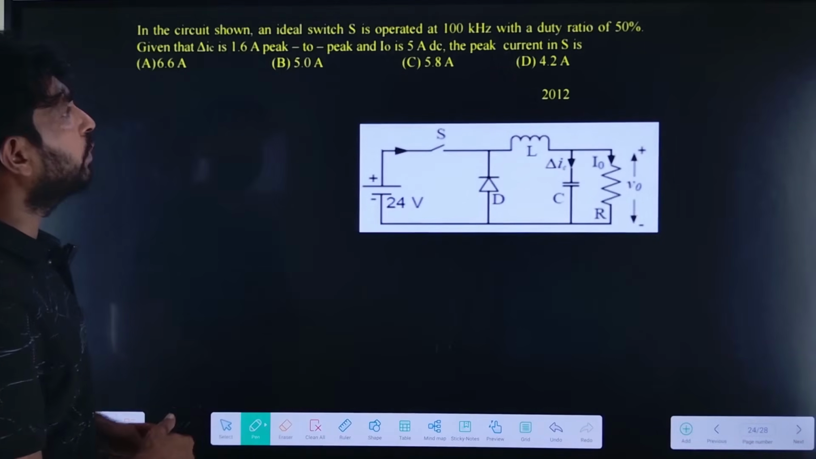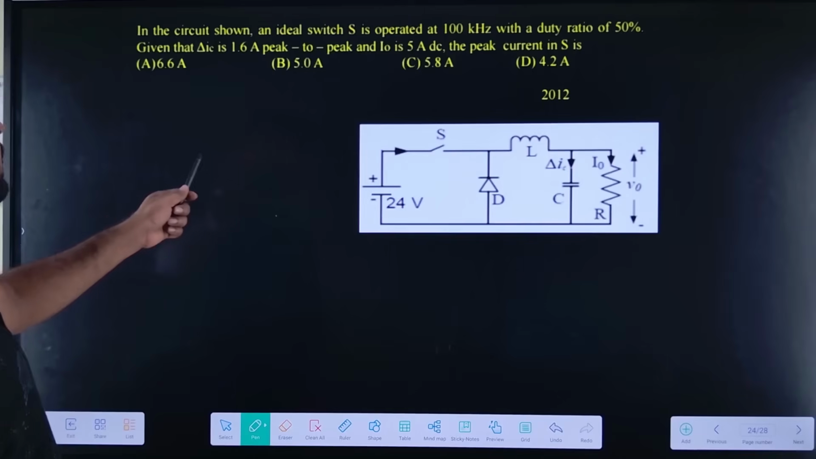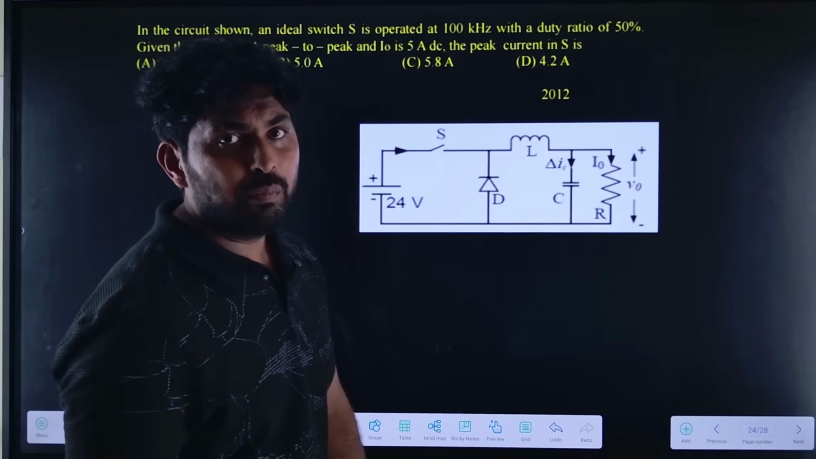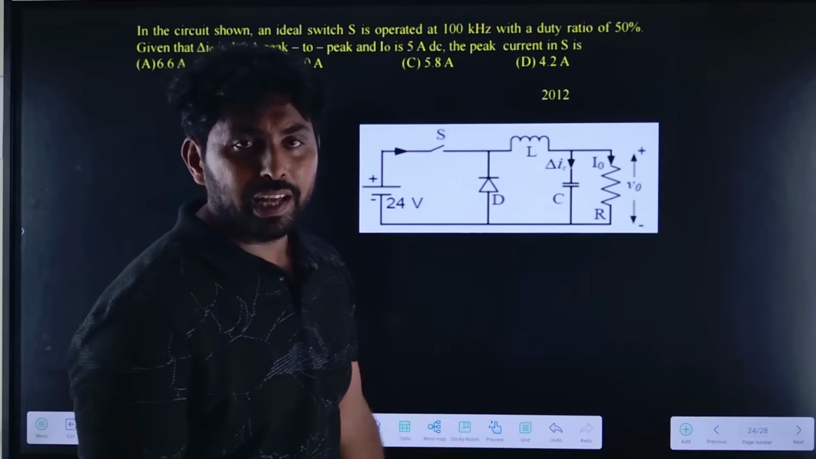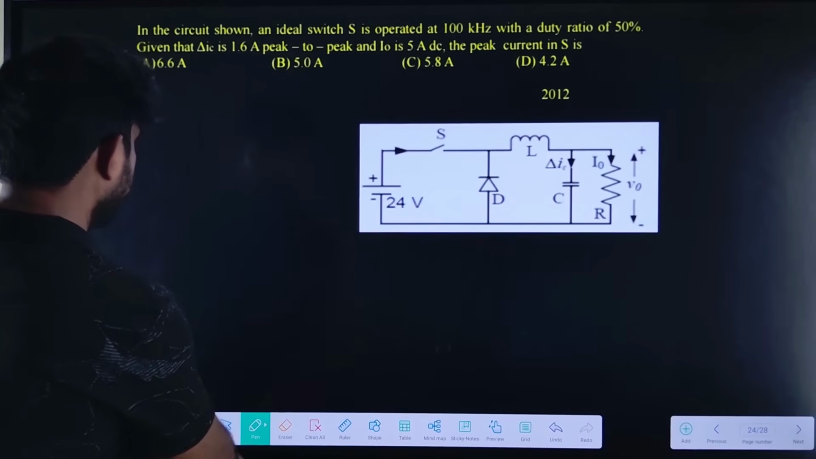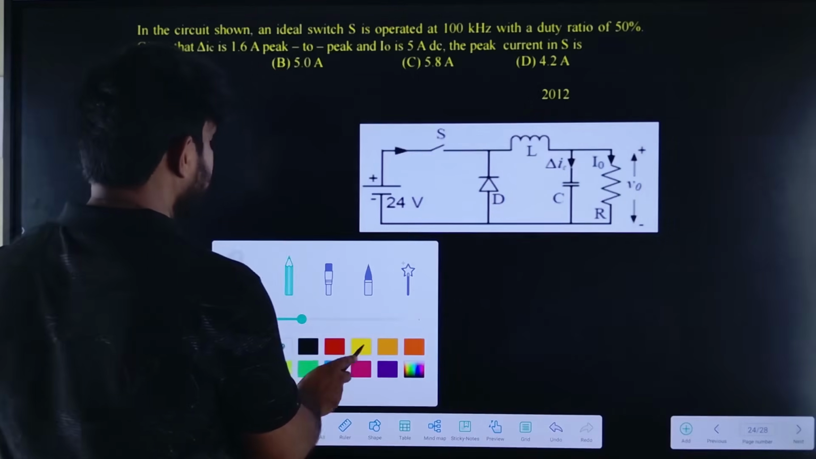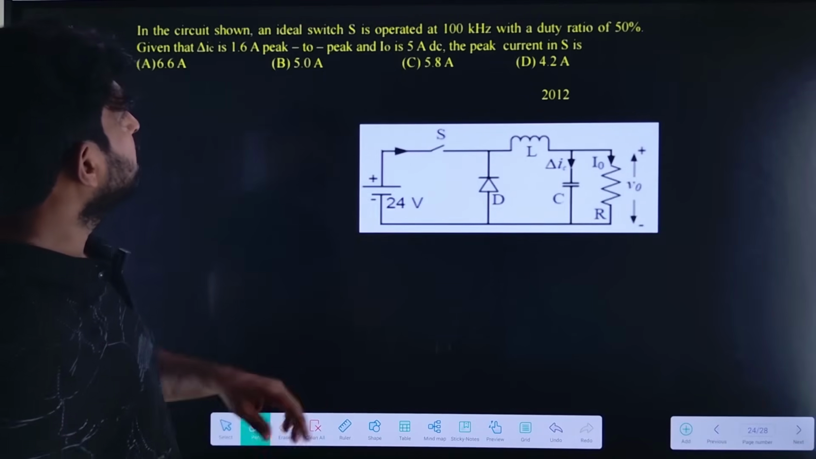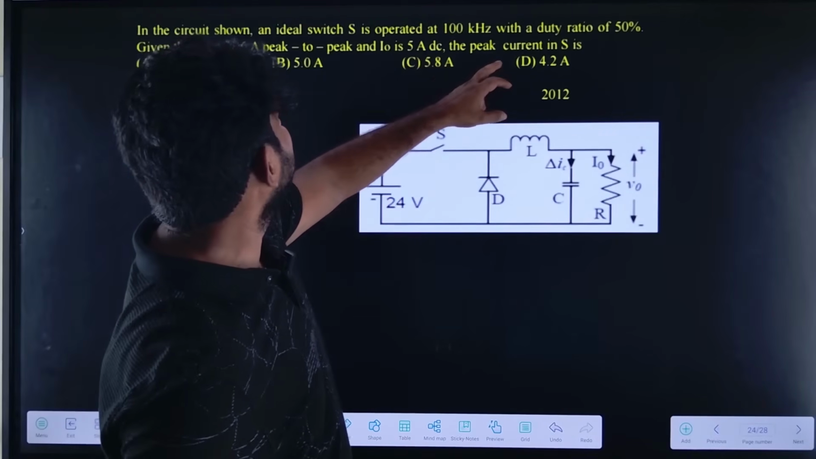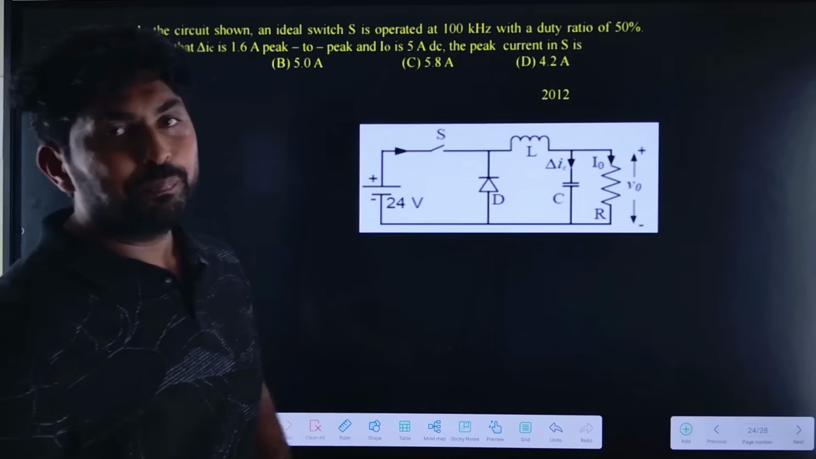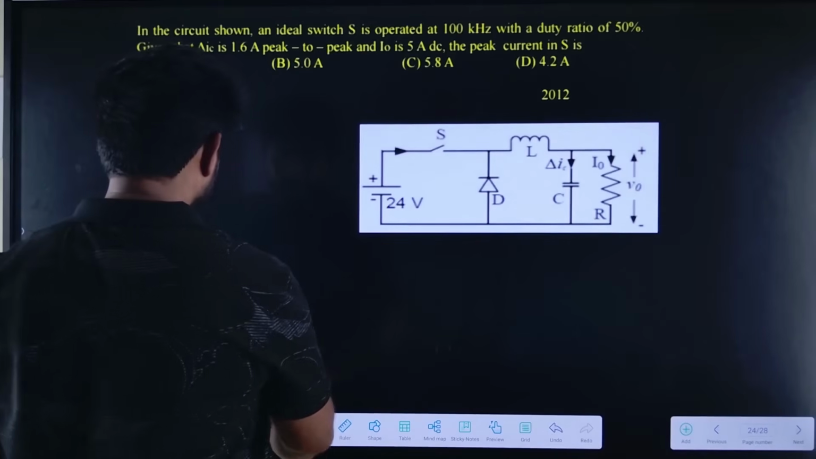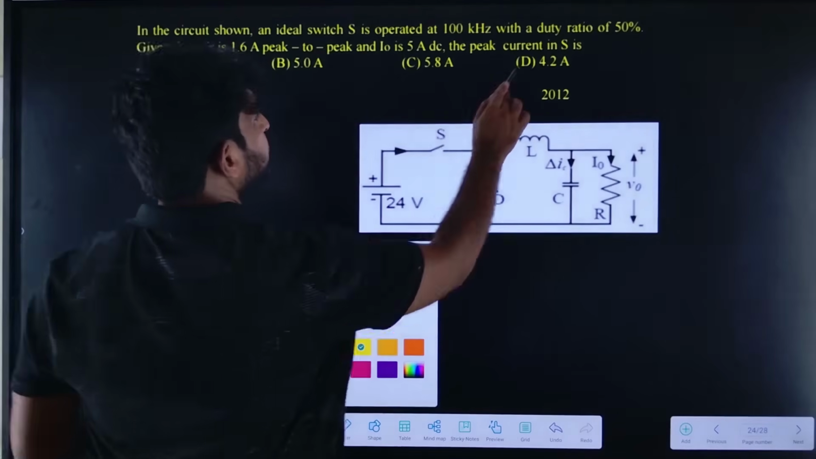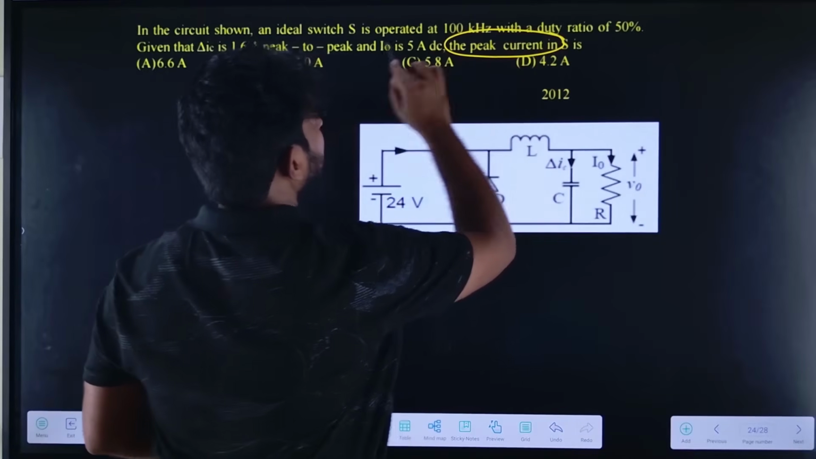Now let us solve one question on this. Here it is given as a buck converter, because the inductor is connected on the load side. So it is a buck converter. Now the frequency is given, and they ask for the peak current in the switch.